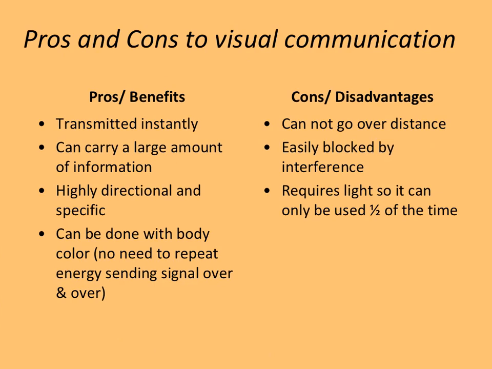So there's a bunch of pros and cons. It's transmitted instantly. A picture is worth 1,000 words, carries a lot of information. Let's see, highly directional and specific. So like those fruits, or like golden frog, it's pretty direct. The receiver is getting the signal loud and clear.